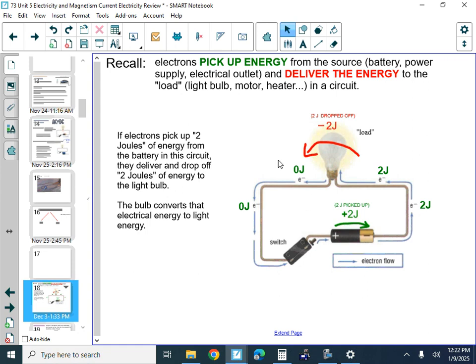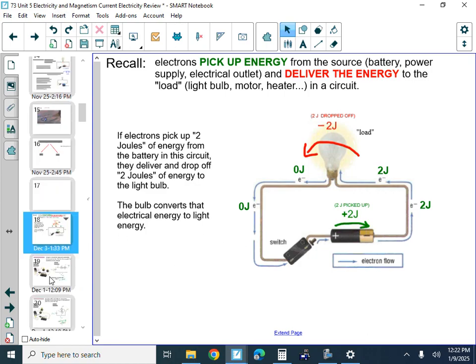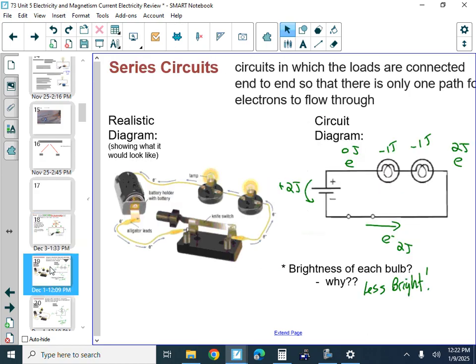So the main idea we're talking about: electrons pick up energy, so positive joules, positive work done, and then they carry that energy along and drop it off. When you're measuring the change in the amount of energy that the electrons have, that's what we call voltage, right? The change in potential, or the potential difference across. Change in potential difference is kind of redundant.